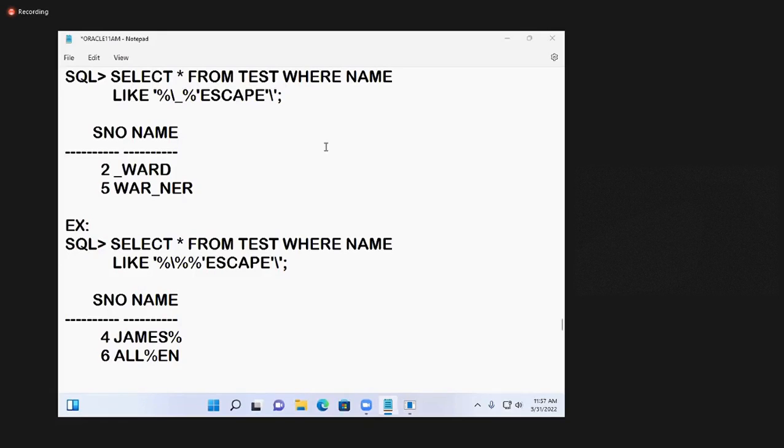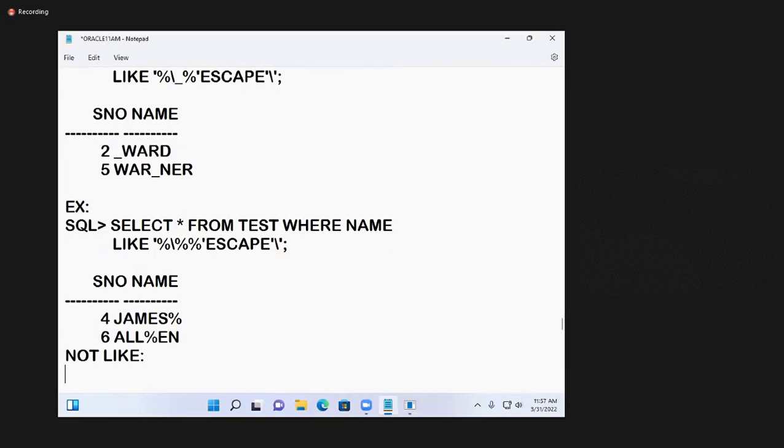Okay, right. So these are like operators with different patterns. You can use them, and some more examples I have given in the documentation for your exercise programs, for practice purposes. This is the positive one. What is the next one? Not like, quite the opposite of your like operator.